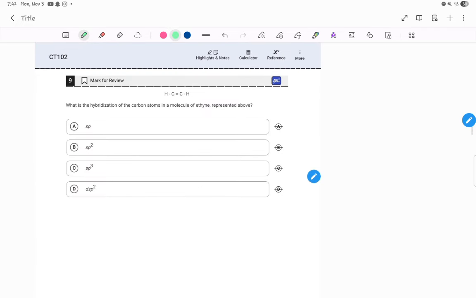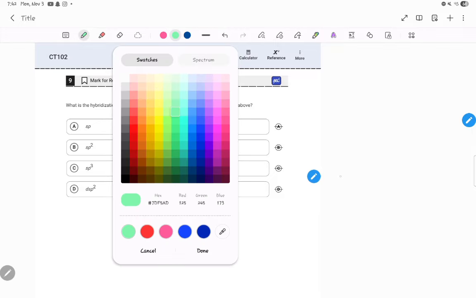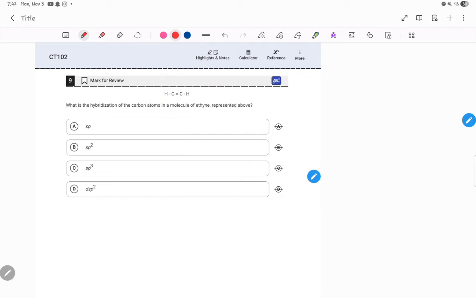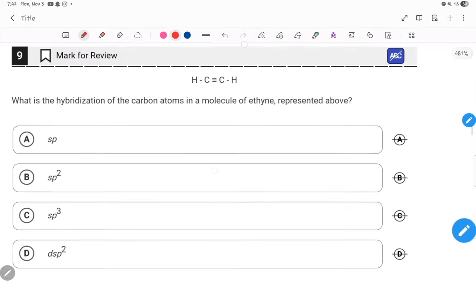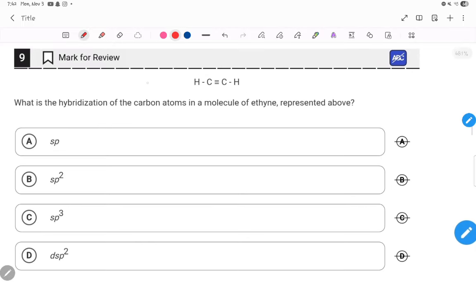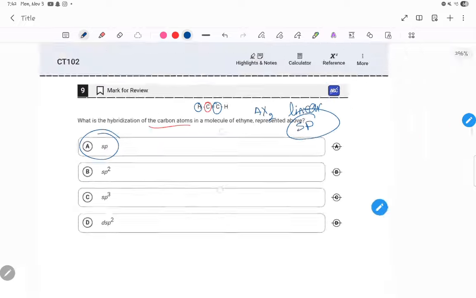They said, what's the hybridization of this molecule above? Very simply, we take one of the carbons, okay? They want the hybridization of the carbon atom. So you take one of the carbons and you say, okay, surrounding the carbon atom, I have only 2 atoms and I don't have any lone pairs. So this is AX2. AX2 is linear and it has an sp hybridization. That means the hybridization here is sp. We'll move on to question number 10.